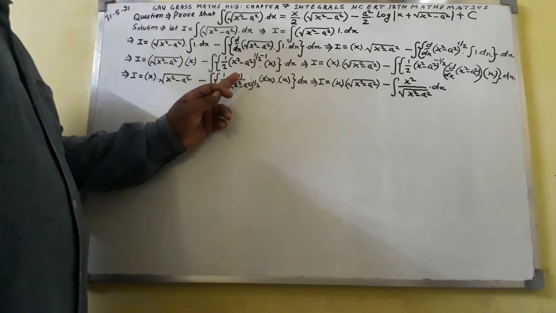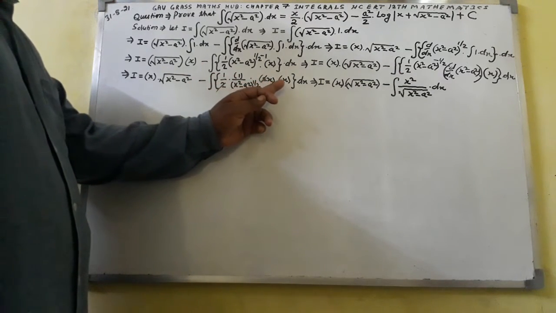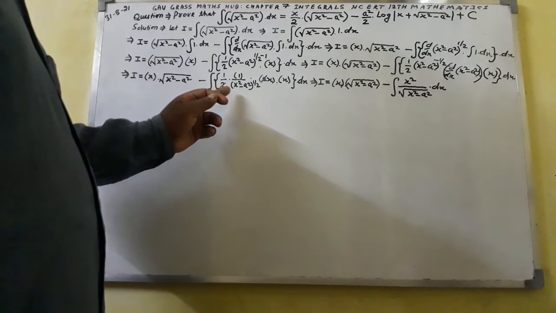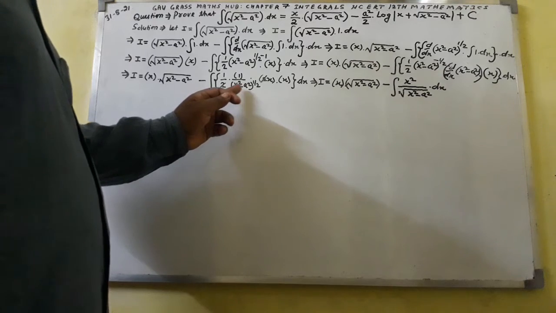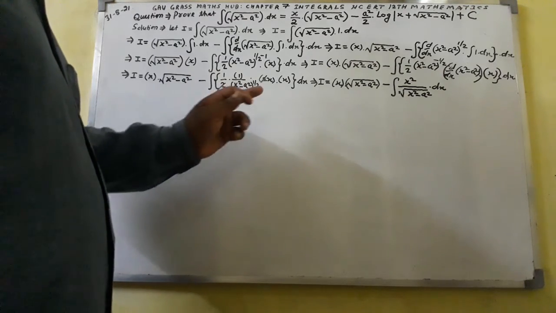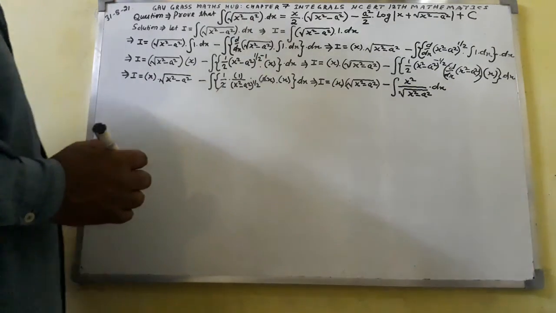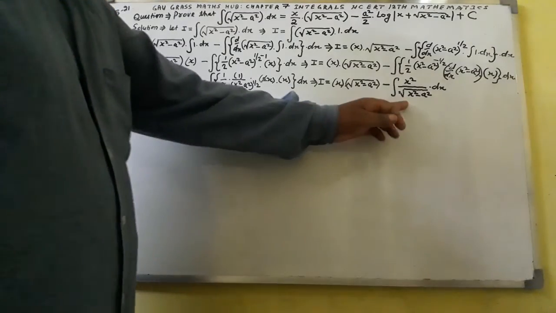1 will multiply to 1, x will multiply to x, which comes out to be x square whole over under root x square minus a square. Here you will get x square in the numerator dx. That is correct. Again I shall write. Now this term will be left as I1.